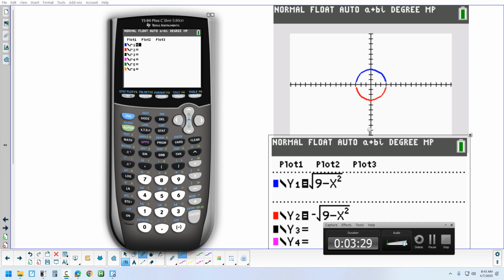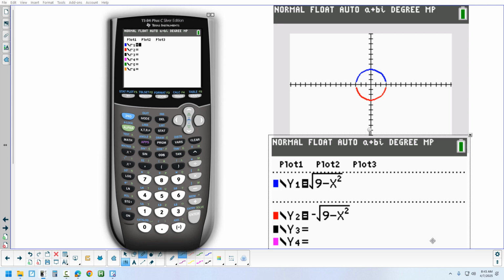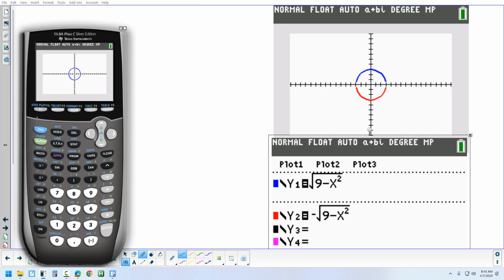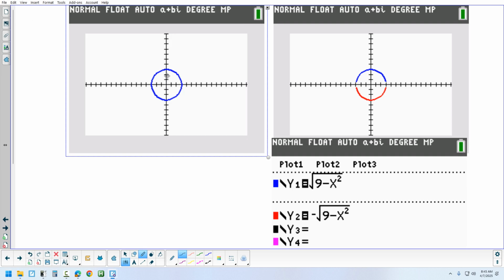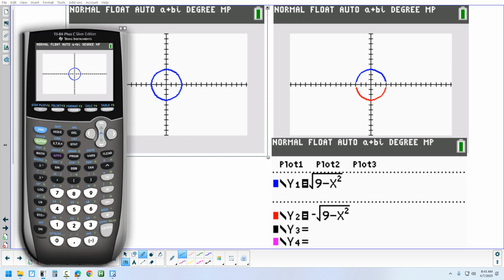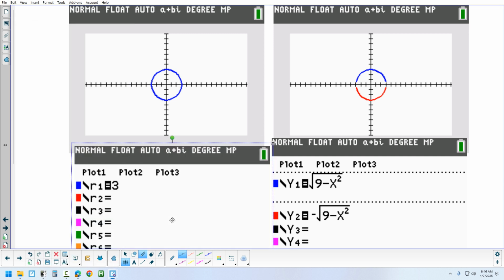Let me pause this. All right, so after adjusting a couple things in our window and hitting graph, now you can see we get a circle with a radius of 3, and it actually does look like a circle, and look at how simple it was to type it in as an equation. All I had to do was type in the single number 3 versus typing in all this stuff, and it didn't even look like a circle.